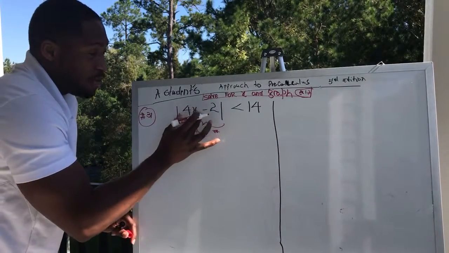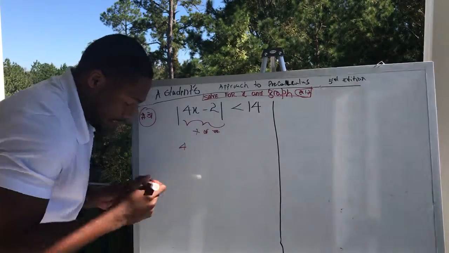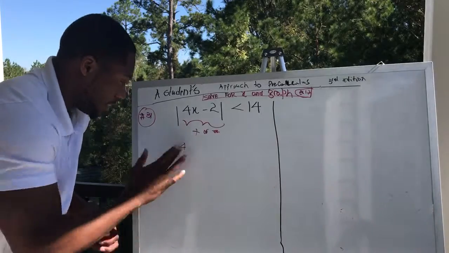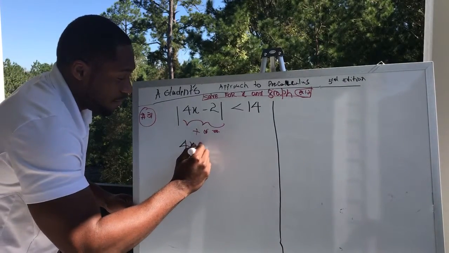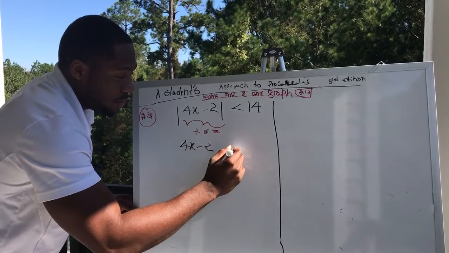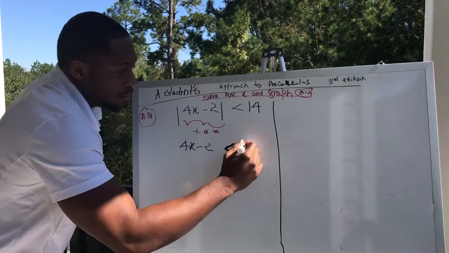So the absolute value of 4x minus 2, if the inside is positive, is going to be the same thing, 4x minus 2. The absolute value of that is going to be the same thing, 4x minus 2, is less than or equal to 14.